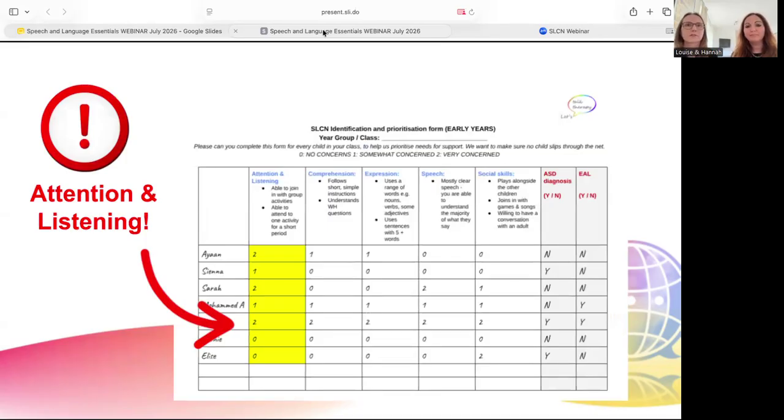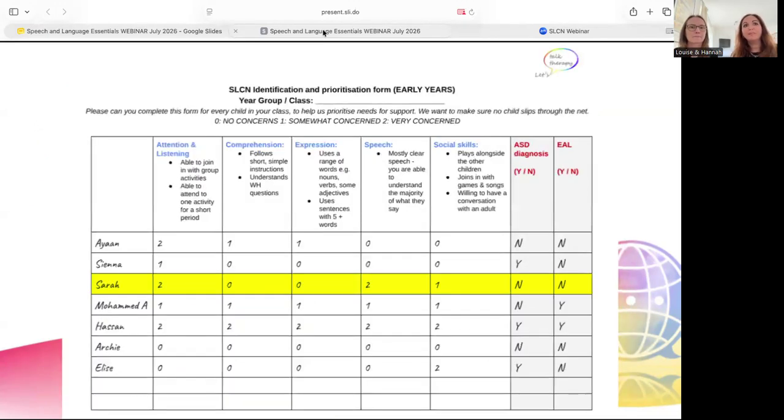You may have noticed, for example, that there is a trend for a concern around attention and listening in this early years classroom. Perhaps this is an area to target a whole class intervention initially. Here we can see that the class teacher is concerned about Sarah's attention and listening and also speech. She also has some concerns around Sarah's social skills. I wonder if we're seeing the impact of Sarah's speech and attention difficulties here.